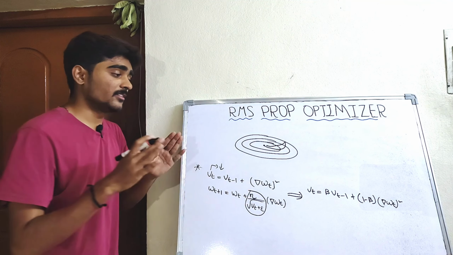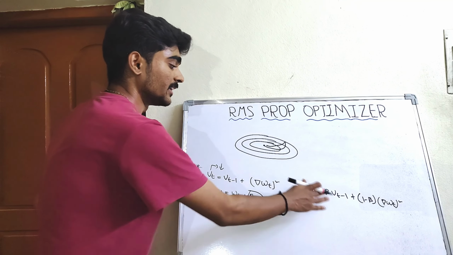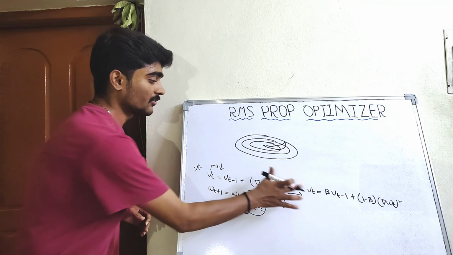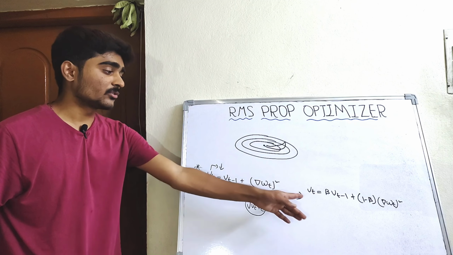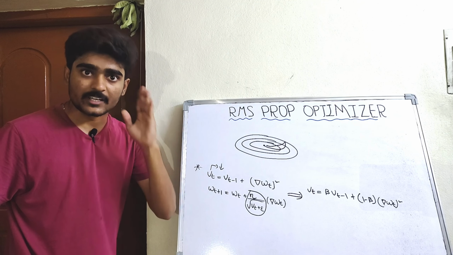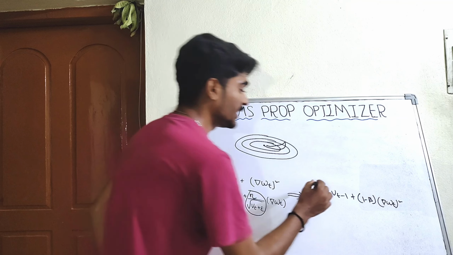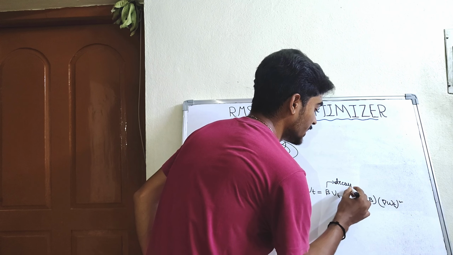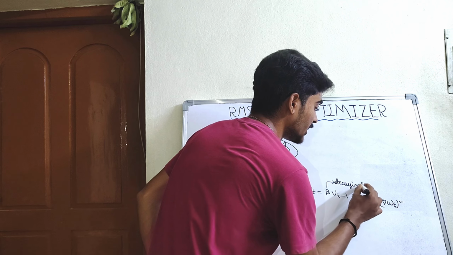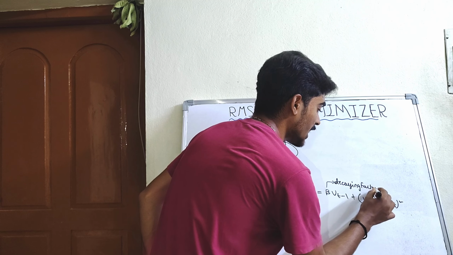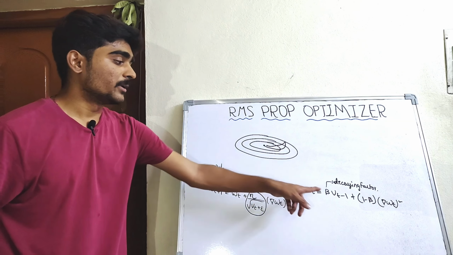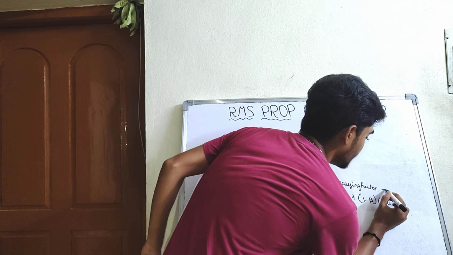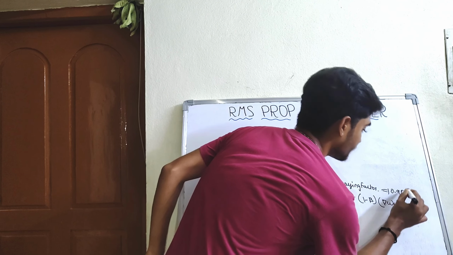This is the only modification done in the RMSProp optimizer so as to reduce this value of Vt, that is, the squared sum of previous gradients. This beta value specifies the decaying factor. I have already explained this decaying factor in my exponentially weighted moving average video. The most common value of this beta is 0.95.